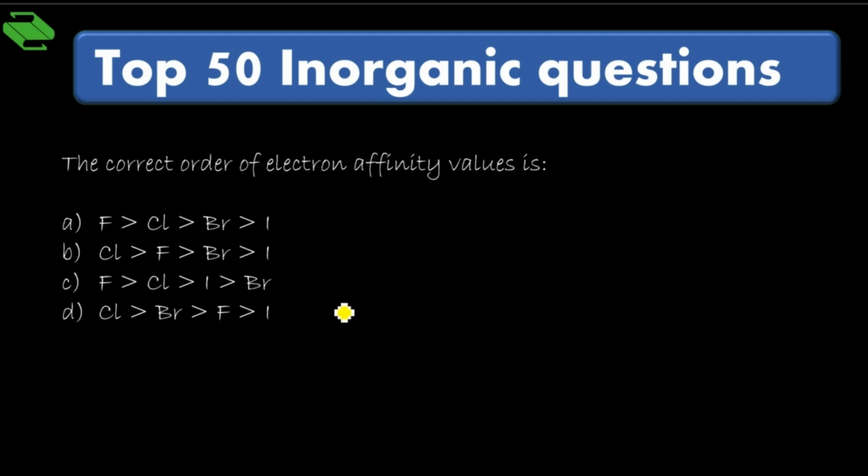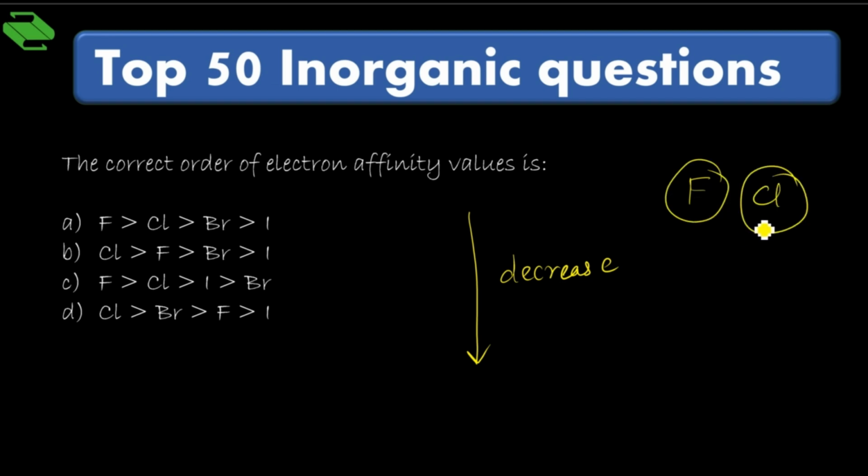Correct order of electron affinity values. Electron affinity decreases while moving down the group, but there is an exception of fluorine and chlorine. So chlorine has a higher electron affinity because of optimal atomic size. Fluorine is very small in size and has high electron repulsion, right? Which makes chlorine take the first position. This kind of exceptional case questions you can expect.